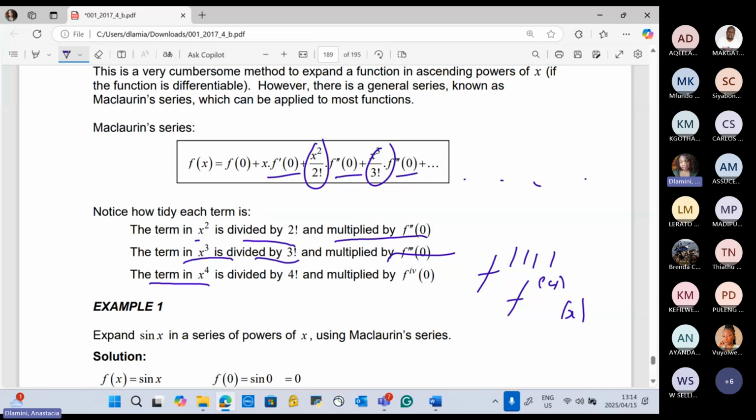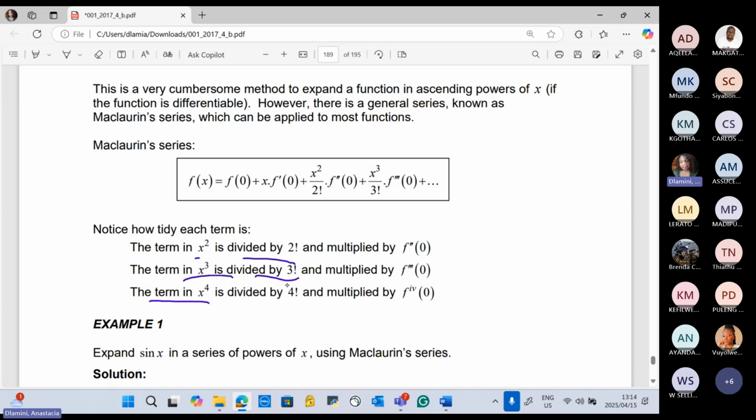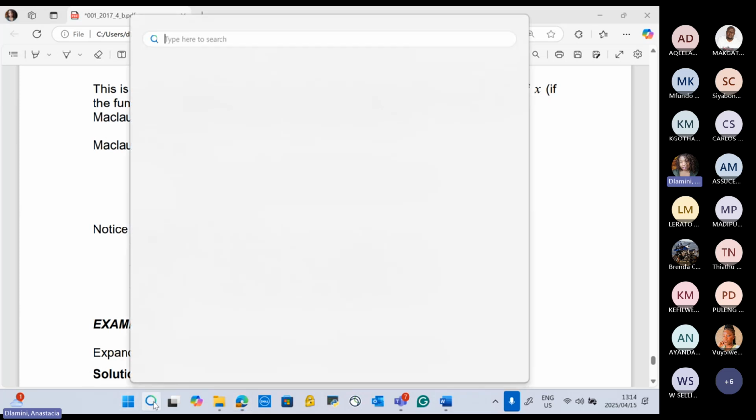Now, here's a question. This is one of the questions that you should be getting in the exam by just closing your eyes. They say, example, expand sine x in a series of powers using the Maclaurin series. So let's do that.